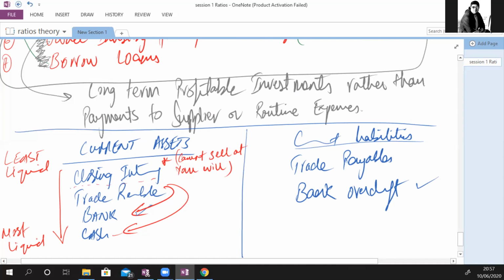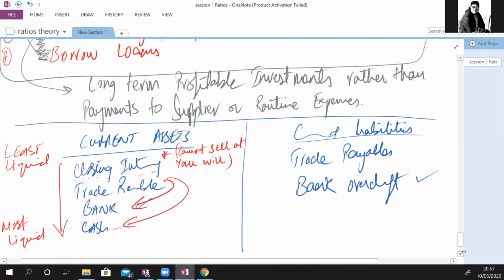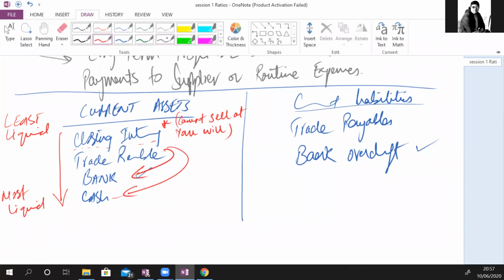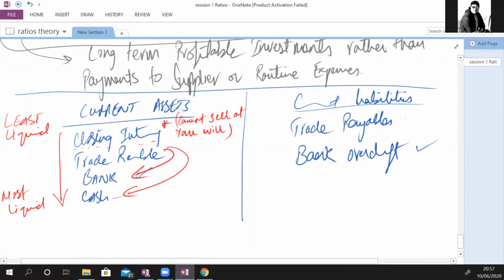Okay, now, moving on to the important part. Let's suppose I have to pay my payables, which are 30,000. I don't have any bank overdraft. I have an inventory of 50,000.